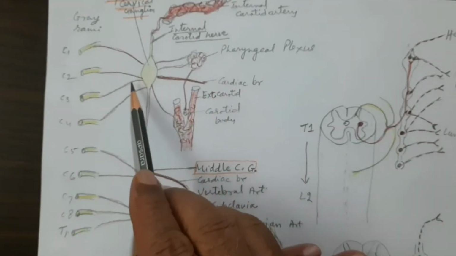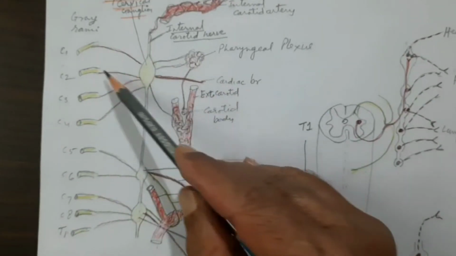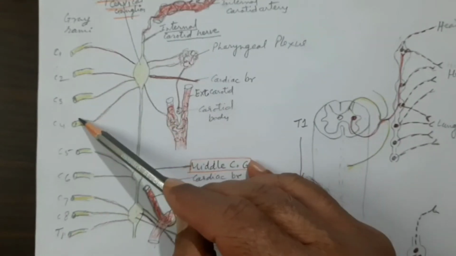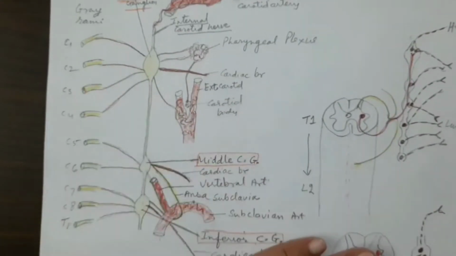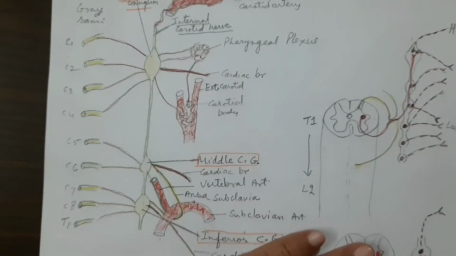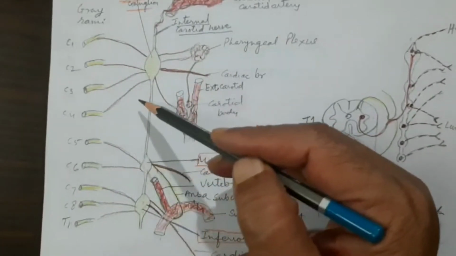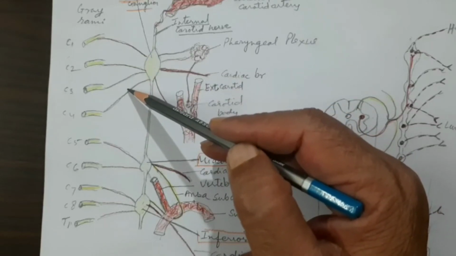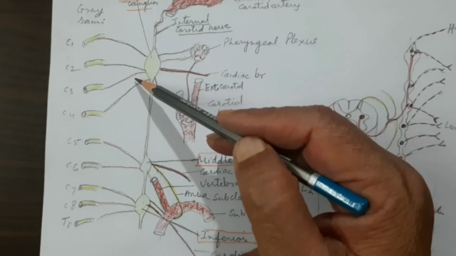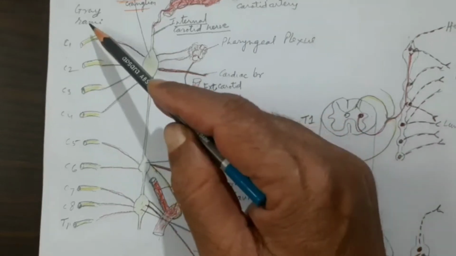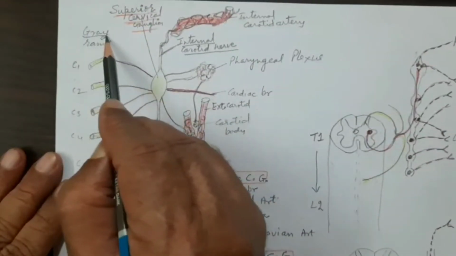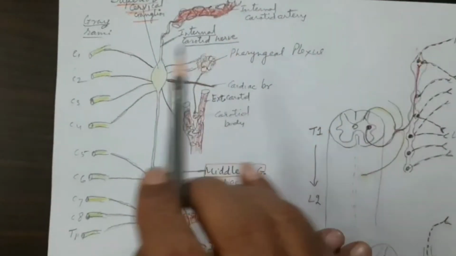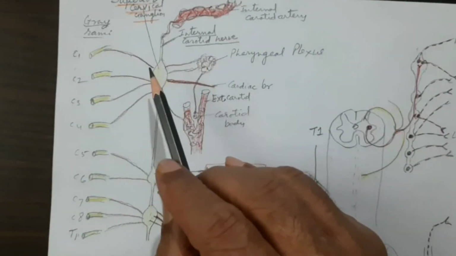So from C1, C2, C3 and C4, this will be going to the ventral rami of these four spinal segments and will be distributed in the neck region, head and neck region especially. So this is the first set of the branches, which are the gray rami communicantes to the spinal nerve. Here I have written the gray rami. See, this is the gray rami communicantes to the upper four cervical spinal nerves.